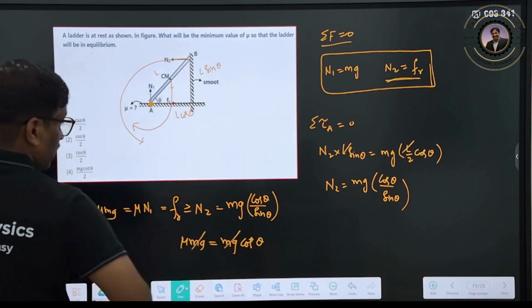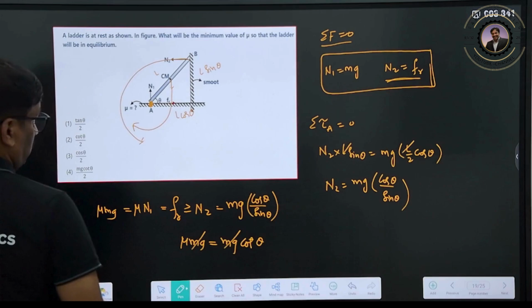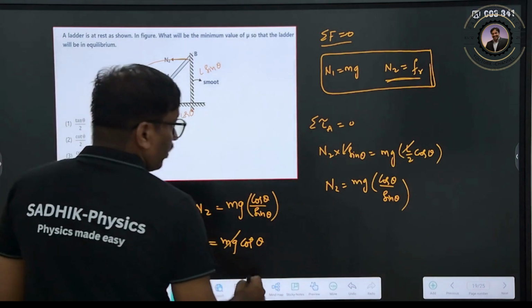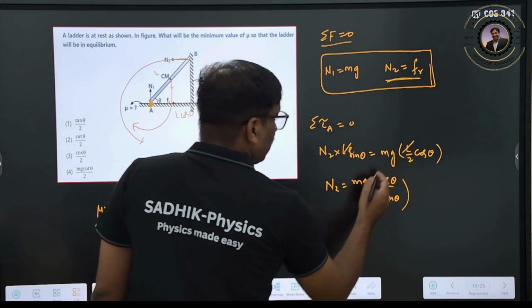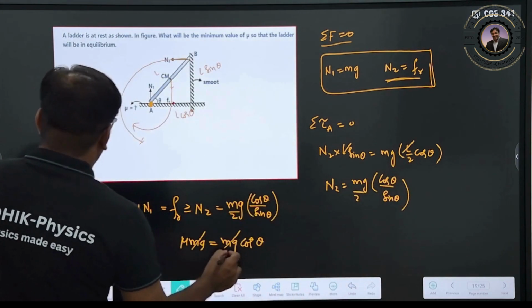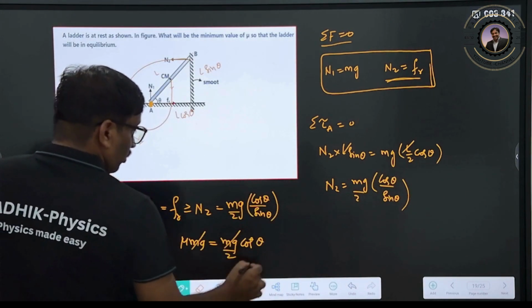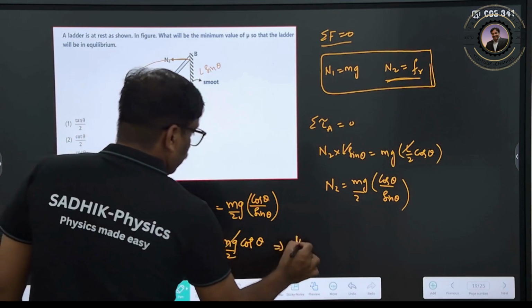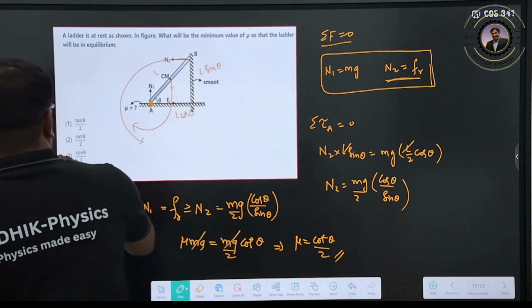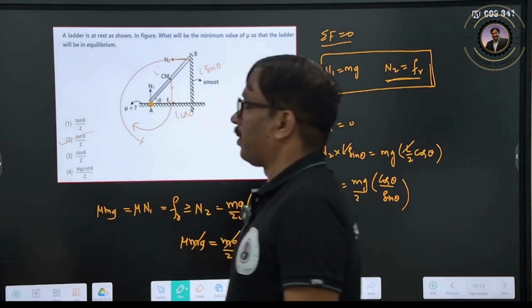Mg and mg cancel, no? Sorry, here L by 2 is there, therefore this is by 2, so here it will be by 2. That implies mu is equal to cot theta by 2 will be your answer. Therefore cot theta by 2, the second option, will be your correct answer.